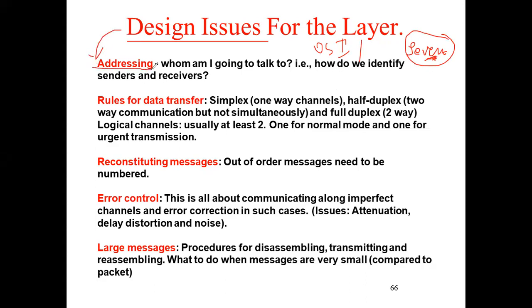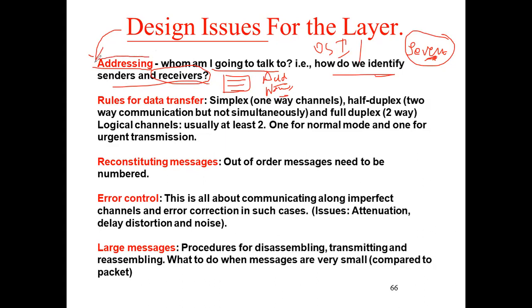One is addressing: whom I am going to talk to, and how to identify or send to a receiver. It's just like when you want to send a message to your friend. You not only write a message, you also include some additional information, such as the address and the name of the receiver. Similarly, when we are sending a message to someone in a network, what do we need? We need a sender, we need a receiver. So that's what is required. And how are we going to identify them?